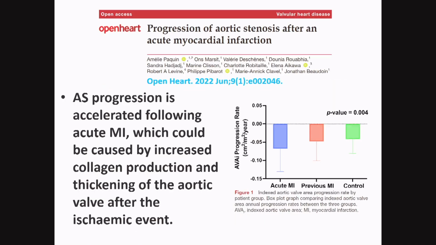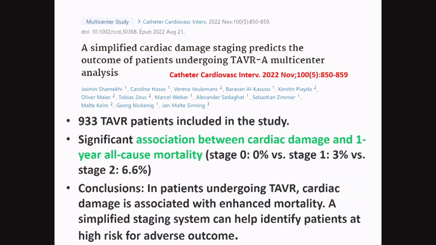Now, what about myocardial infarction? Do patients with aortic stenosis get worse if they had a heart attack? The answer is probably yes, because this is a study, not a large study, but it showed that in patients who had myocardial infarction, there was progression of their aortic stenosis, and that's assumed because of increased collagen production and thickening of the aortic valve.